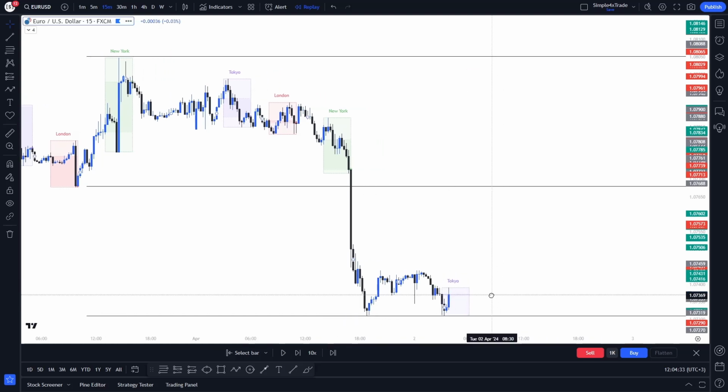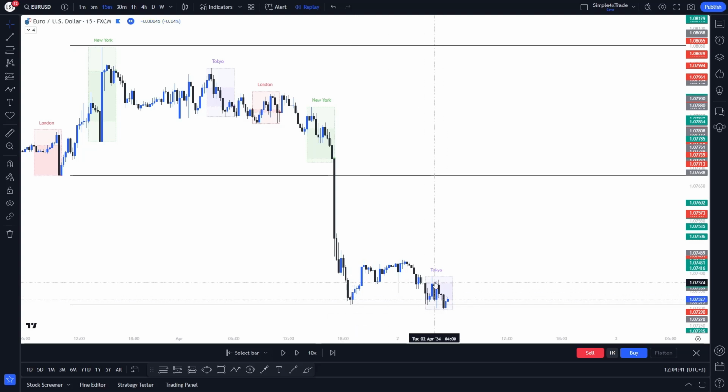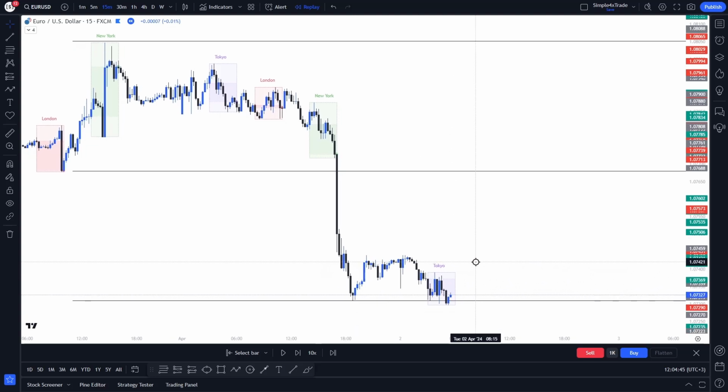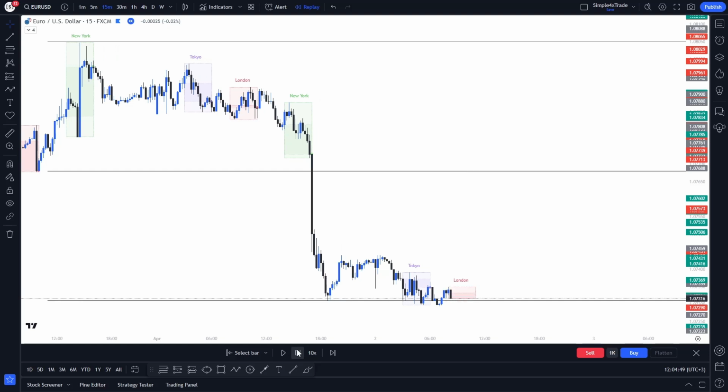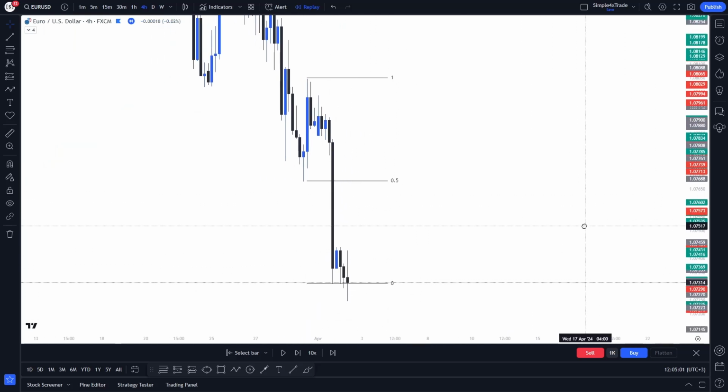Asian session started. We see that liquidity has already been taken, but personally I do not trade Asian session because at this time I am still sleeping. So here I start trading in the London session. Let's go to the 4-hour time frame and see that our range was not broken. Range is still active for us and we can use it.